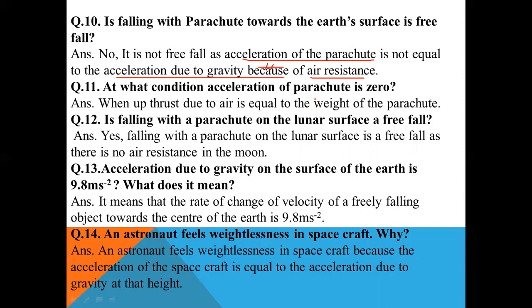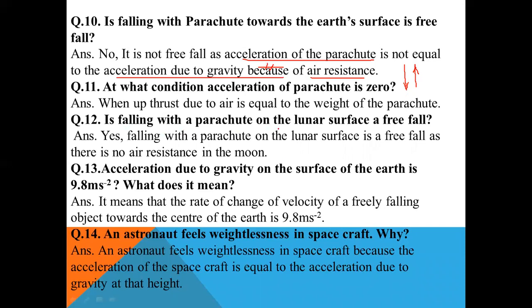At what condition acceleration of parachute is zero? When upthrust due to air is equal to weight of the parachute. Listen, when parachute falls down, there are two forces acting. One is gravity. Gravity or weight is acting downward, and another force is upthrust, which is acting upward. They are balancing each other. So parachute falls with uniform speed. In this condition, acceleration of the parachute becomes zero.